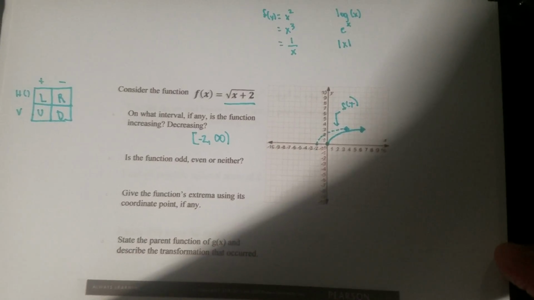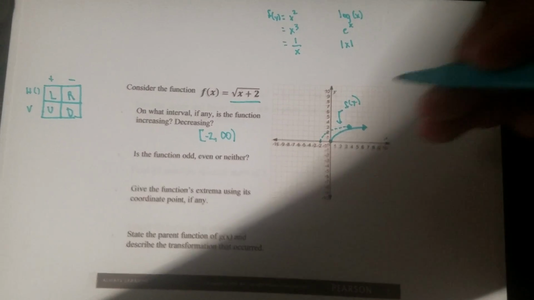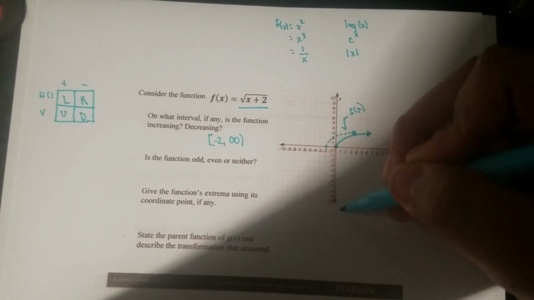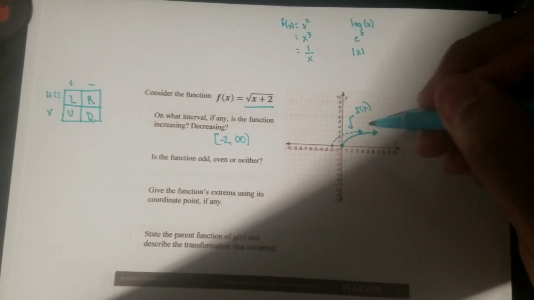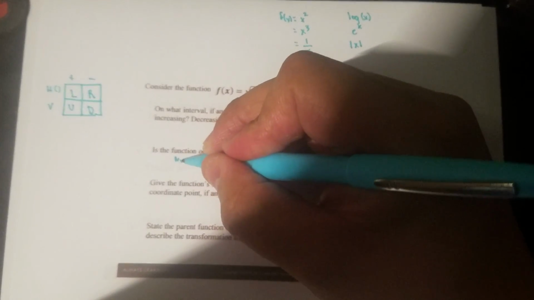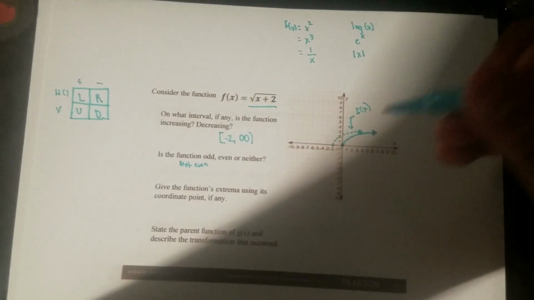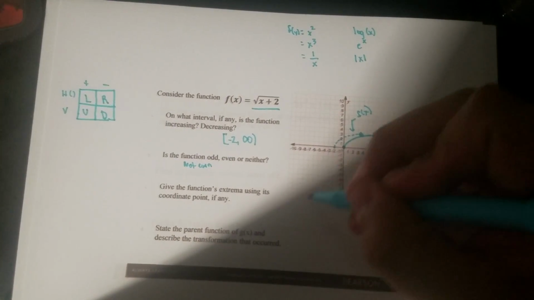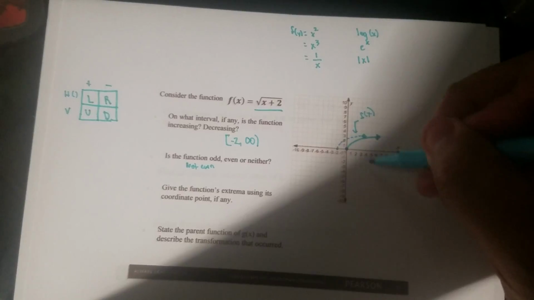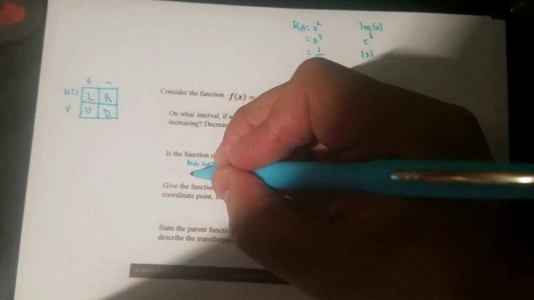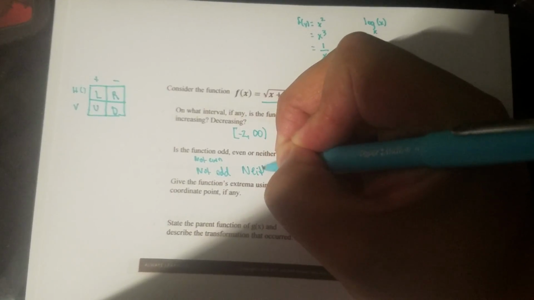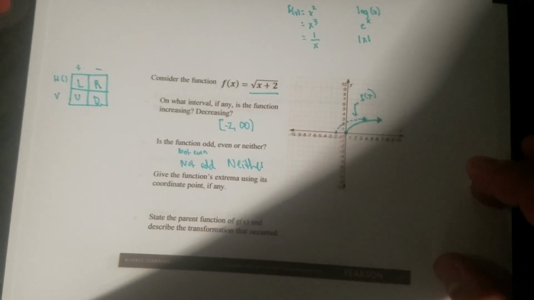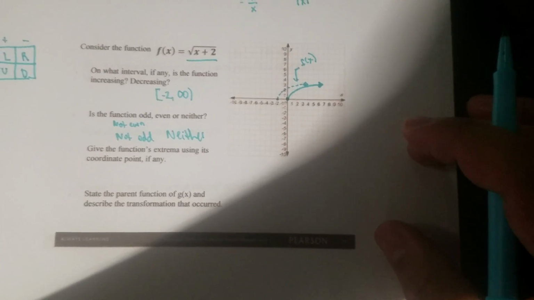Okay. Is it odd, even, or neither? So even, guys, would be symmetrical about this line right here, and I can see that it's not. It's not the same on both sides of this equation. So this is not even. Odd would be if it looks the same along a diagonal right here, and you can see it doesn't look the same on both sides. It's diagonal, so it's not odd. This one is neither. And for the most part, you're going to see that most of these equations are neither.